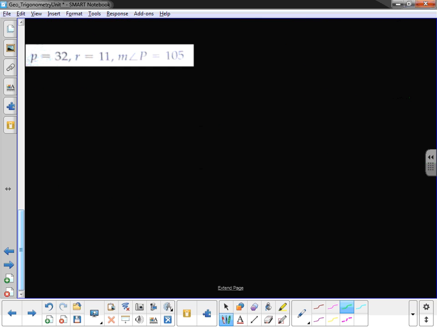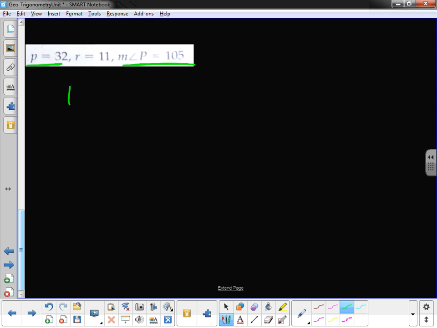Now, let's look at this one. I've got P, R, and angle P. Remember, I told you we could solve triangles like this as long as I have an angle and a side with the same letter. As long as they have the same letter, I can do it.